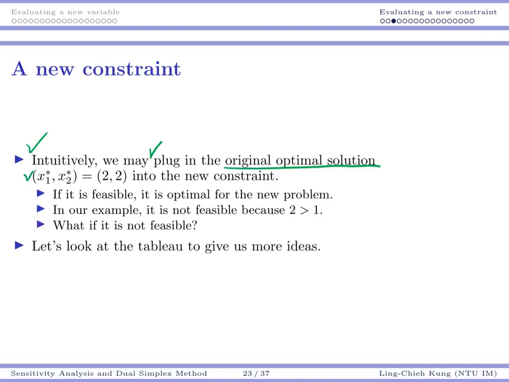We should try this to see whether it satisfies the new constraint. If our original optimal solution is still feasible, then it would of course be optimal again in the new problem. But of course, we are not in this case in this example, because our x1 is 2, which is greater than 1, the upper bound of our x1 in the third constraint. So we need to somehow have a way to deal with the case of infeasibility. Okay, so let's look at the tableau again to get more ideas.